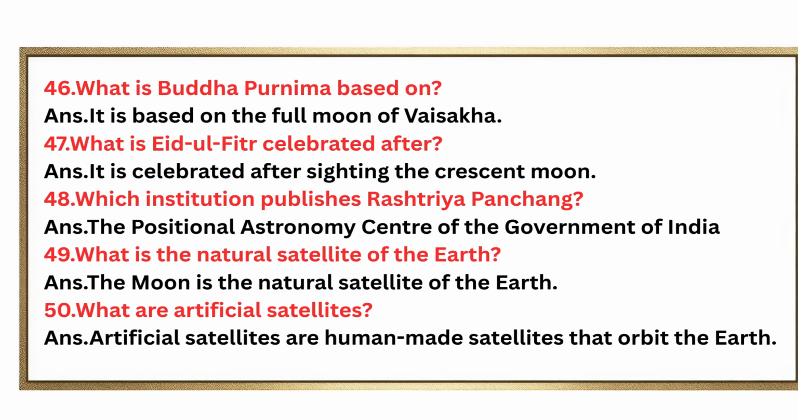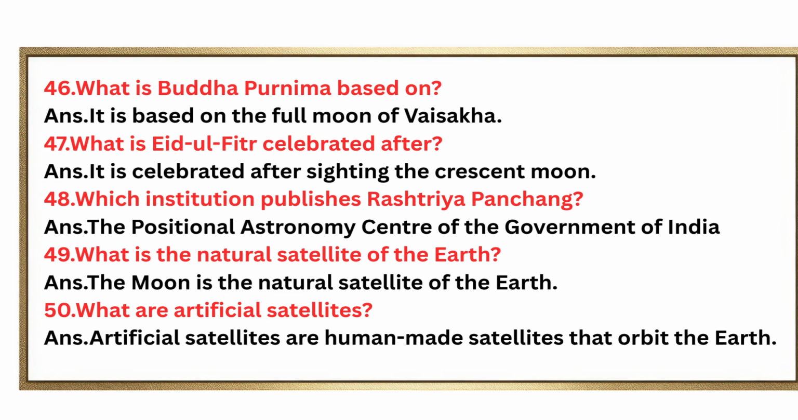Question number 47. What is Eid ul-Fitr celebrated after? Answer. It is celebrated after sighting the crescent moon. Question number 48. Which institution publishes the Rashtriya Panchang? Answer. The Positional Astronomy Center of Government of India. Question number 49. What is the natural satellite of the Earth? Answer. The moon is the natural satellite of the Earth.